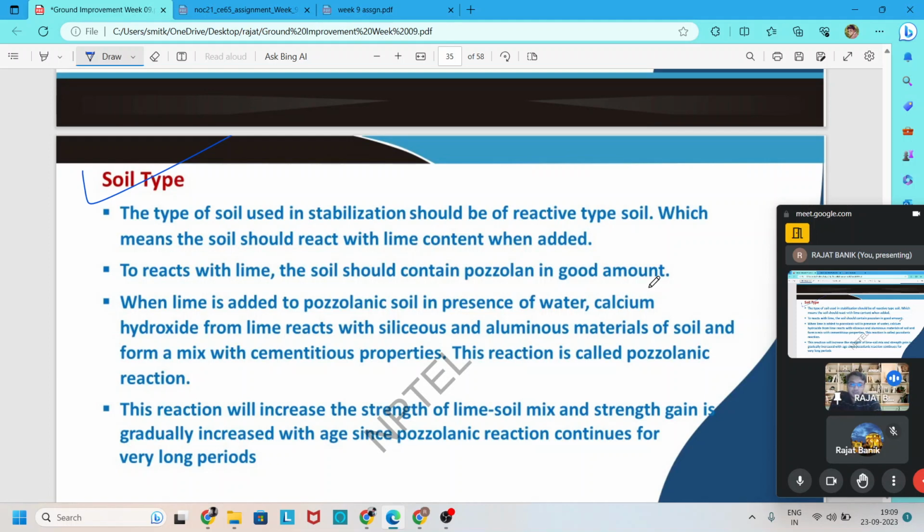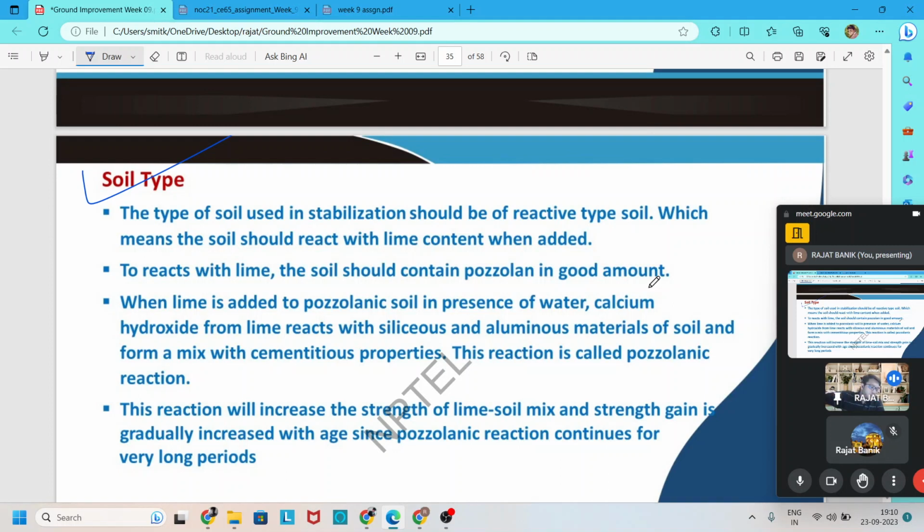When lime is added to the pozzolanic soil, in the presence of water, the calcium hydroxide formed reacts with the siliceous or aluminous material of the soil, that means the silica and alumina of the soil, and forms a matrix with cementitious properties. This reaction is called the pozzolanic reaction, similar to the reaction of cement. This reaction will increase the strength of the lime soil mix, and strength gain gradually increases with age, since the pozzolanic reaction continues for a very long period.